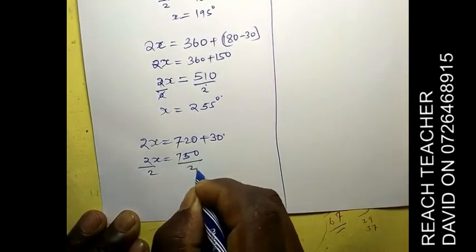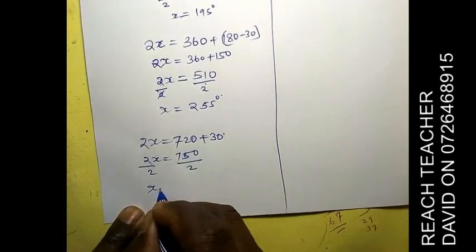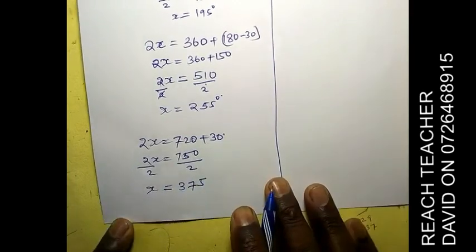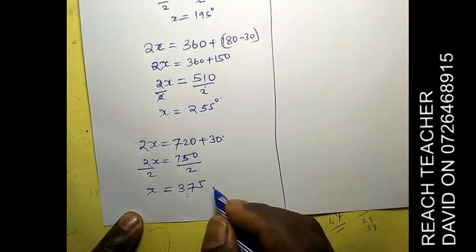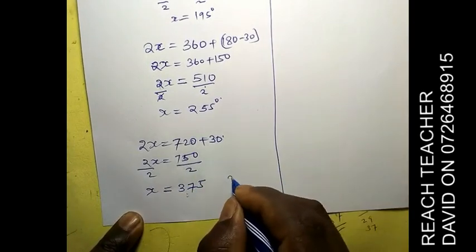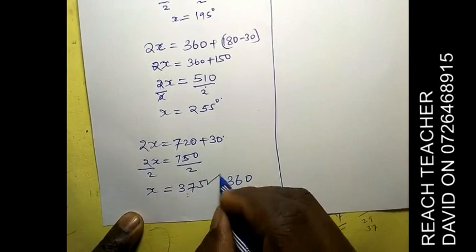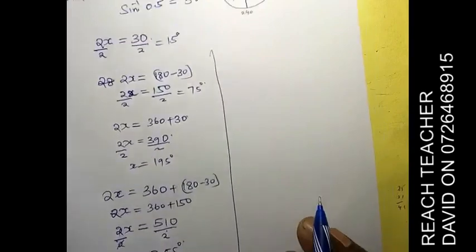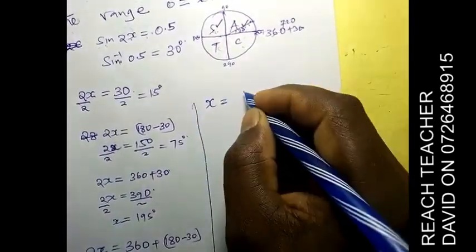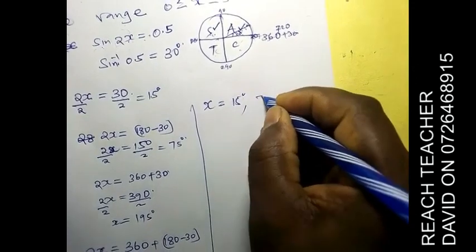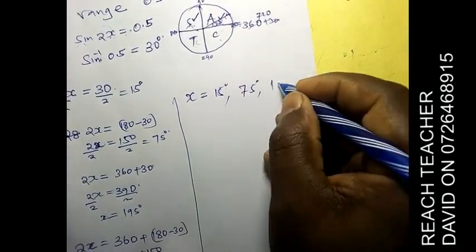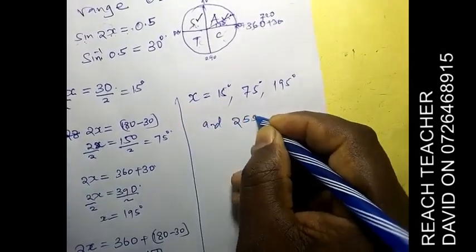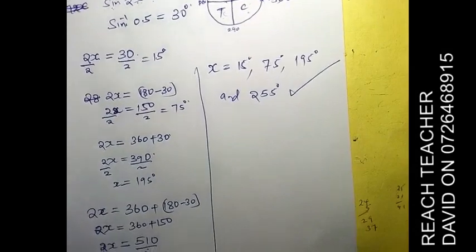Divided by 2, that is x equal to 375. Now we have 375 and our maximum angle was 360. So it means this one has gone beyond. Therefore, this one is not going to be included. Therefore, the angles of x will be 15 degrees, 75 degrees, 195 degrees, and 255 degrees. You finish that story.